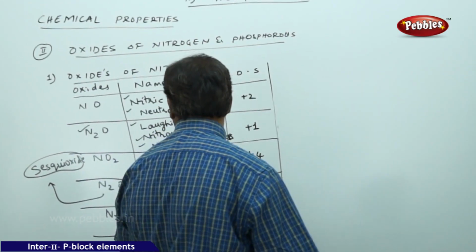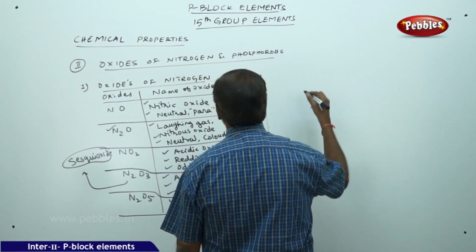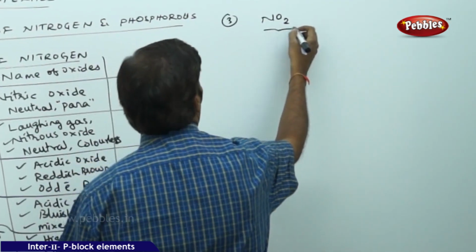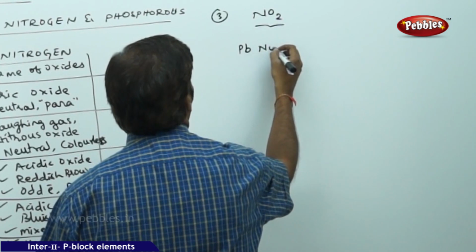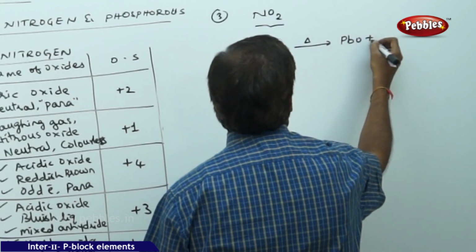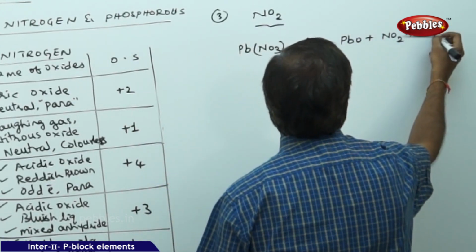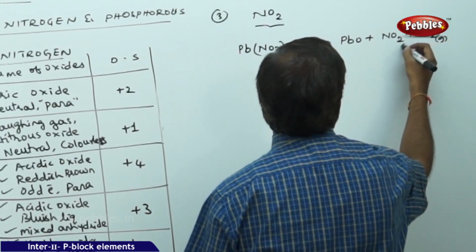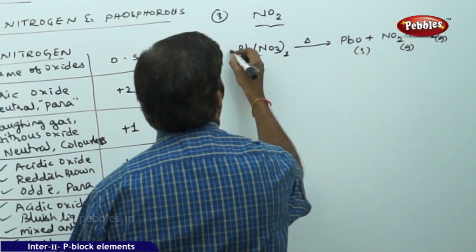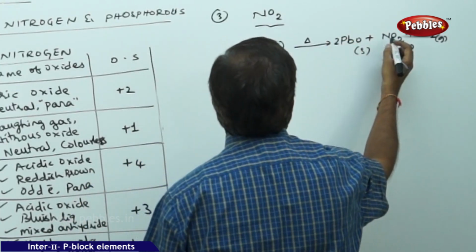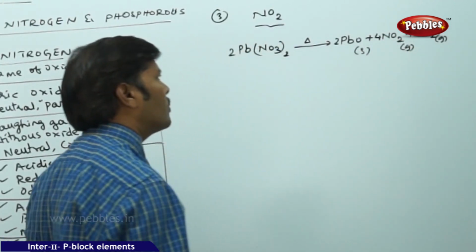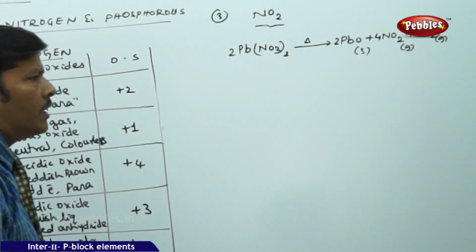Now the next part of the discussion, the third case, that is NO2. It can be prepared by decomposition of lead nitrate. When you heat lead nitrate, you get lead monoxide plus nitrogen dioxide plus oxygen gas. Nitrogen dioxide is a gas, and lead nitrate is a solid. Of course you need to balance the equation. Take 2 over here and 2 over here, 2 2s are 4 nitrogens, so take 4 over here, 8 plus 2 is 10, 10 plus 2 is 12. Everything is balanced here.